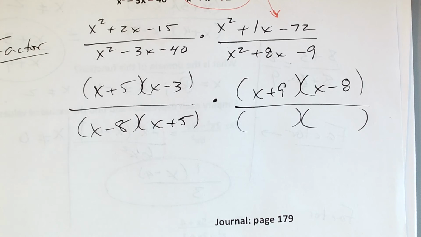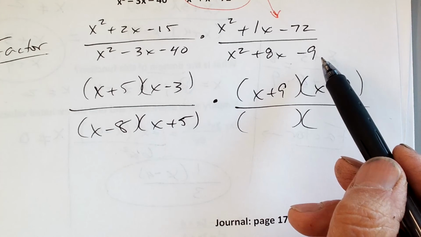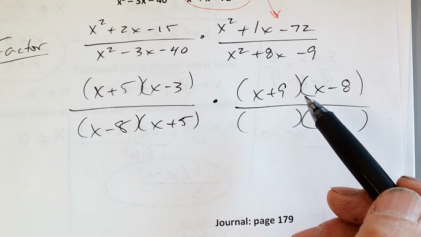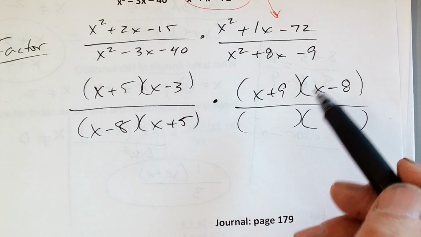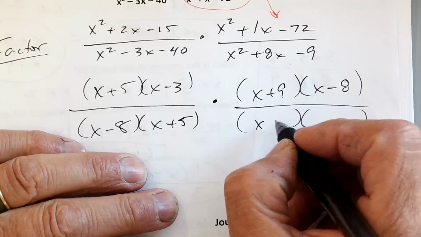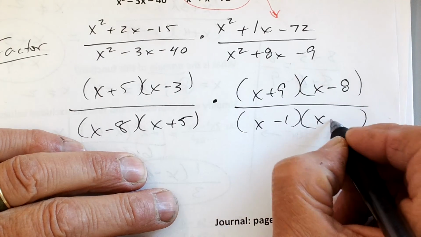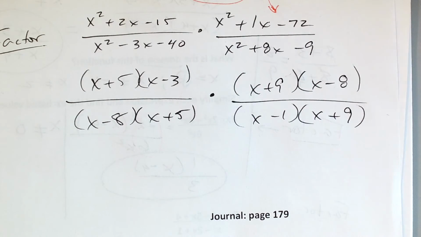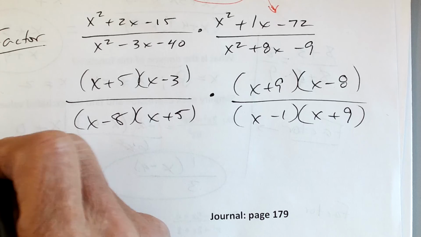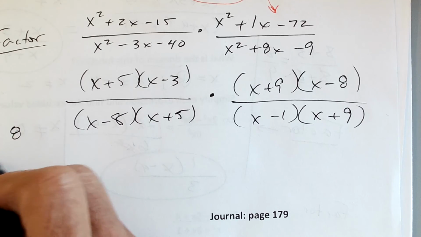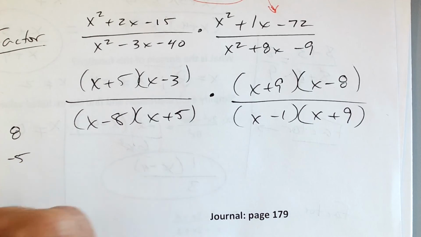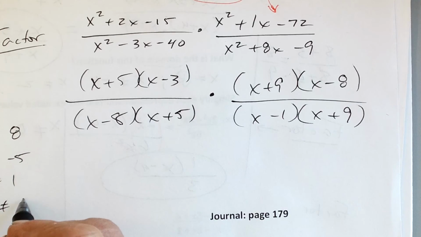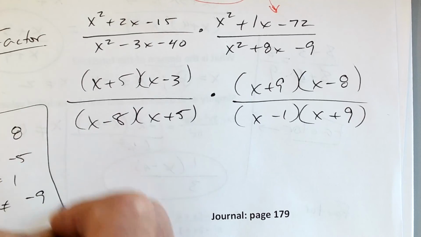And then Riley, what times what makes 9? 3 and 3, yes. Totally correct. But give me another combination because I need to make an 8. Yeah. So let's go x minus 1 and x plus 9. Nice job, Riley. So here comes the fun part. Okay, first of all, x cannot equal 8. x cannot equal negative 5. x cannot equal 1. And x cannot equal negative 9. Okay, those are my excluded values.